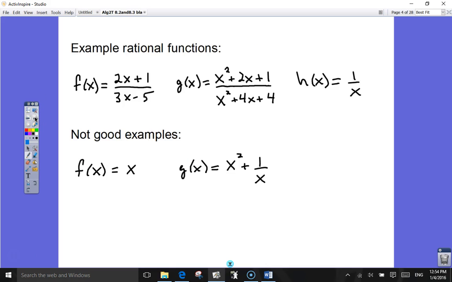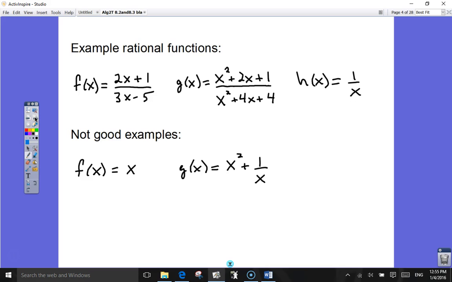So examples of rational functions are like this. The first one, it's a linear polynomial divided by a linear polynomial. That's a rational function. Or here's a quadratic divided by a quadratic. Now, in the last one, h of x is a polynomial. Is a constant function a polynomial? Yes. When we did polynomials, constant functions can be. It's a horizontal line, but yeah, the constant function can be a polynomial.